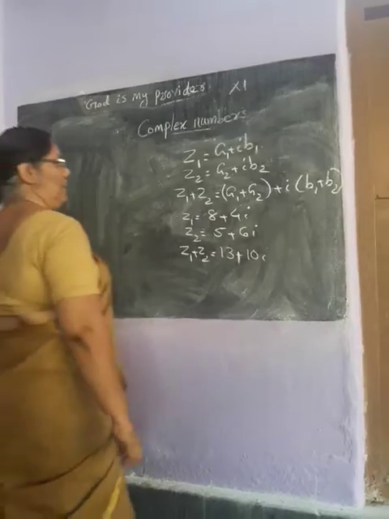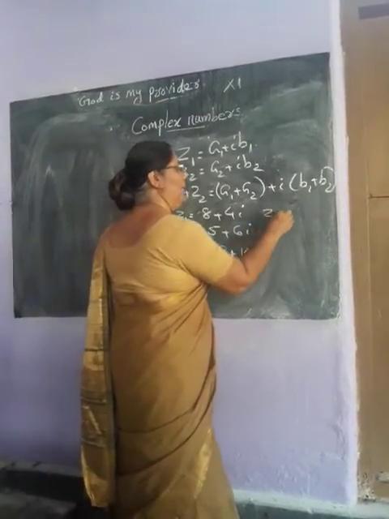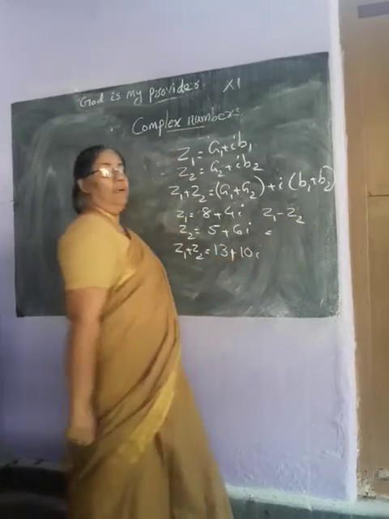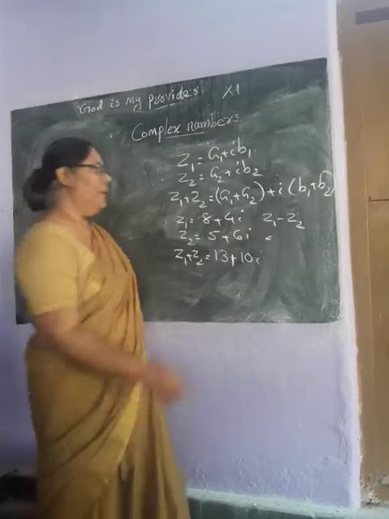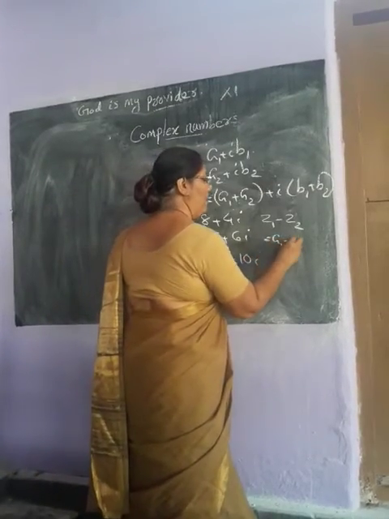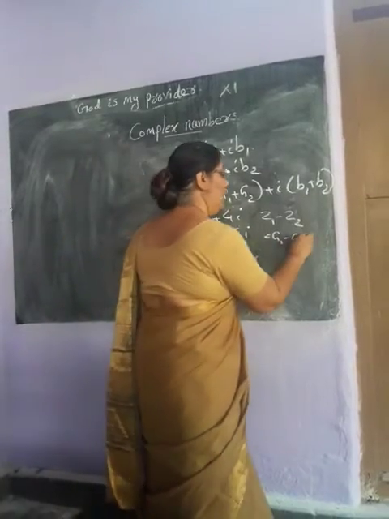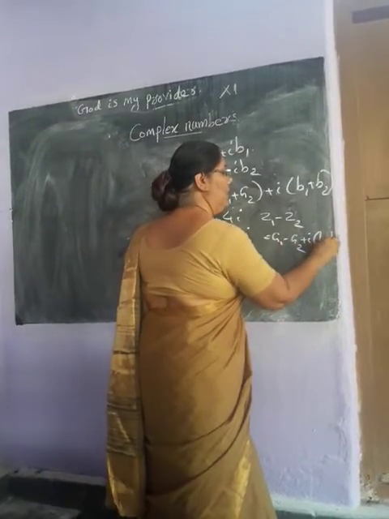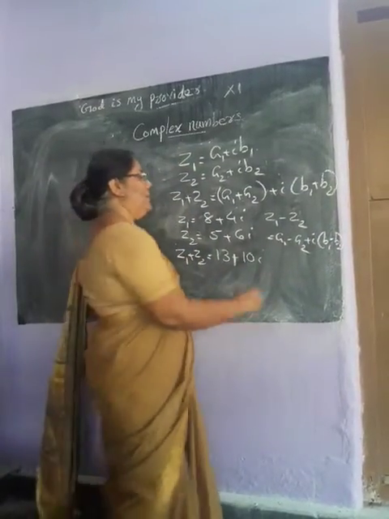Now, how to subtract? Suppose the operation is subtraction. What is Z1 minus Z2? What is your Z1? A1 minus A2. Subtract the real part, plus i into (B1 minus B2). Listen. Now, write one example.